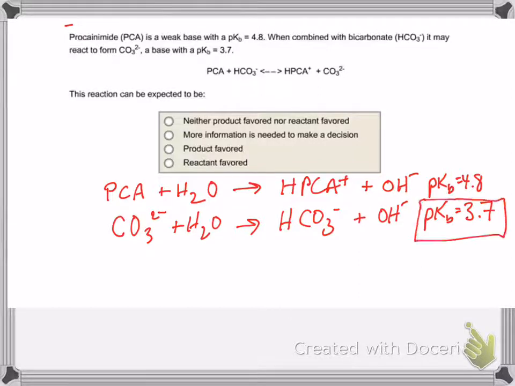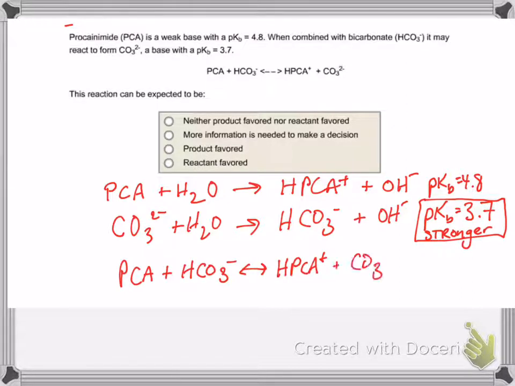And so when we look at this in detail, we see that the strongest substance here, the strongest base, is CO3 2 minus. We would expect that to react the most, meaning that as a product, this would be pushing towards reactants. And so given that this is stronger, we would expect that in this chemical reaction, which has the strongest substance as a product, or the most reactive substance as a product, we would expect it to be reactant favored. And we would pick this one.